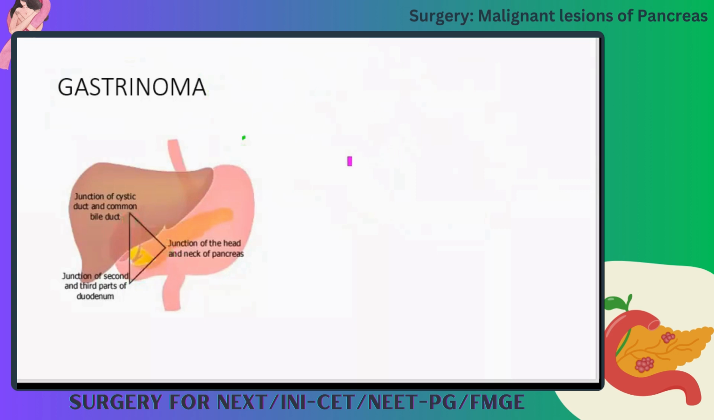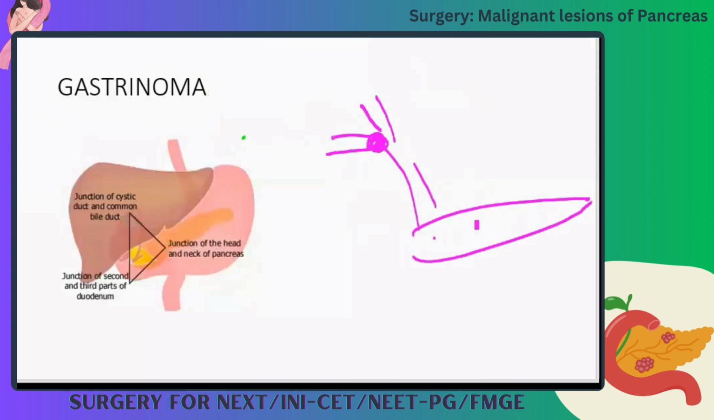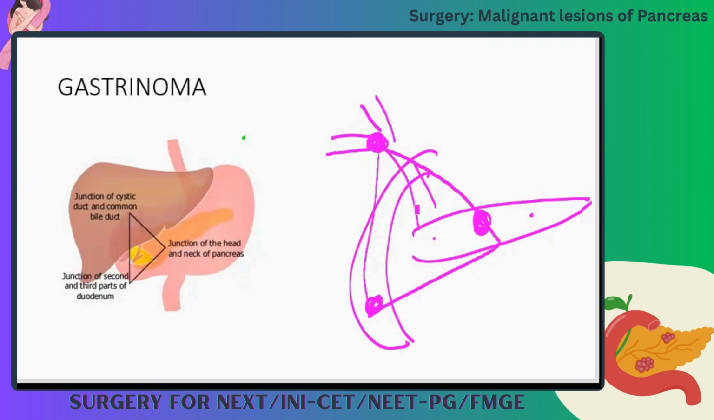Cystic duct and the common bile duct, here, this is one point. Junction of head and neck, this is the other point. Duodenum, D2, D3, this is the other point. If you join these three, in between you can find the gastrinomas.